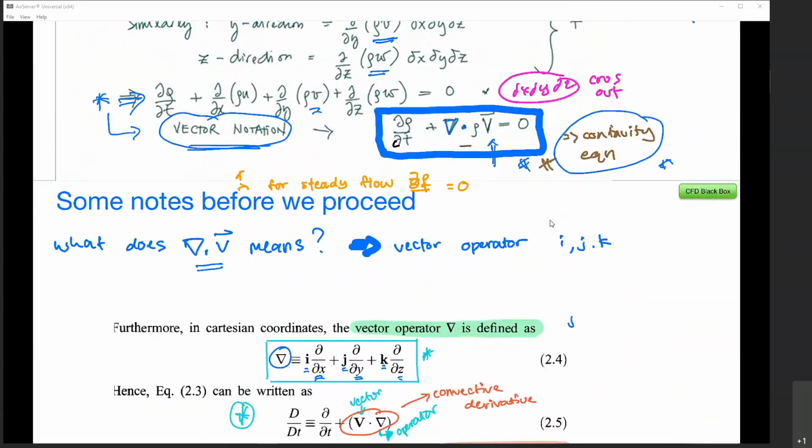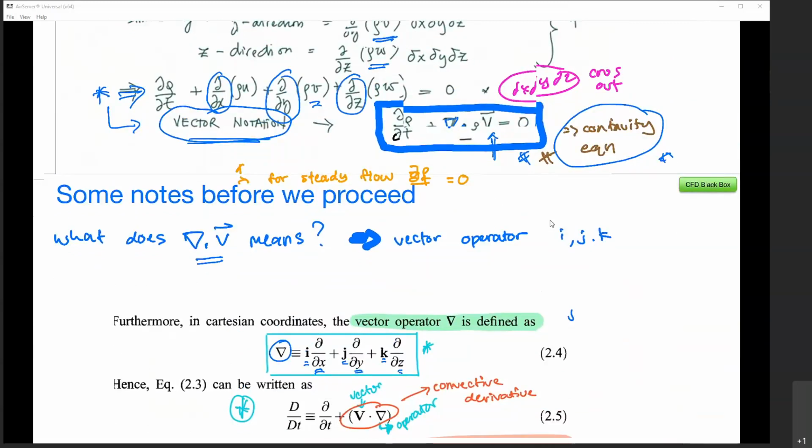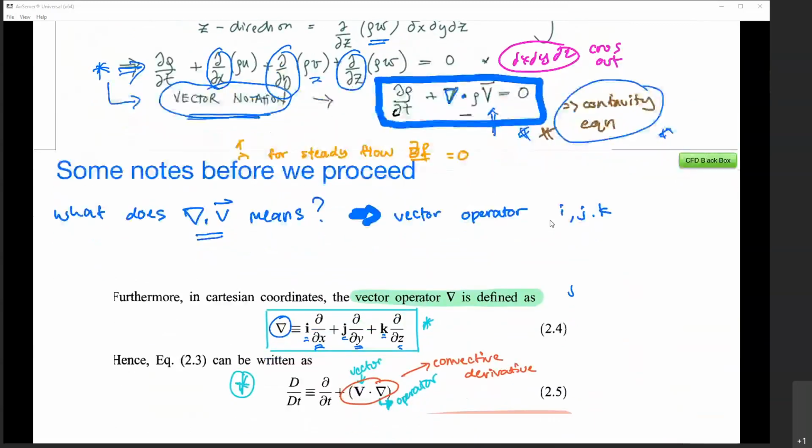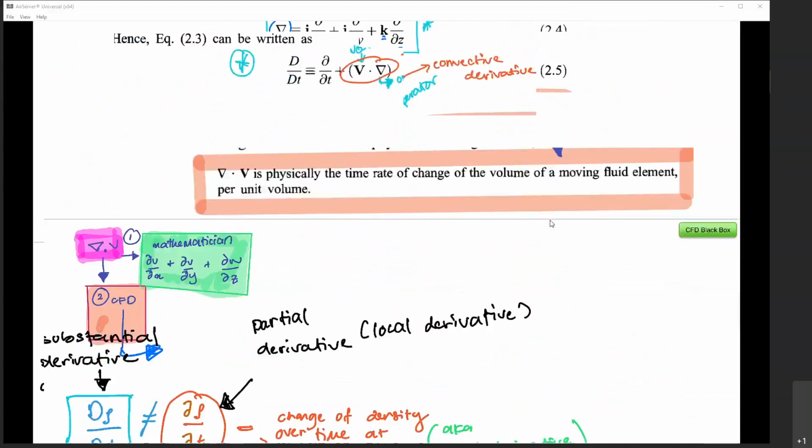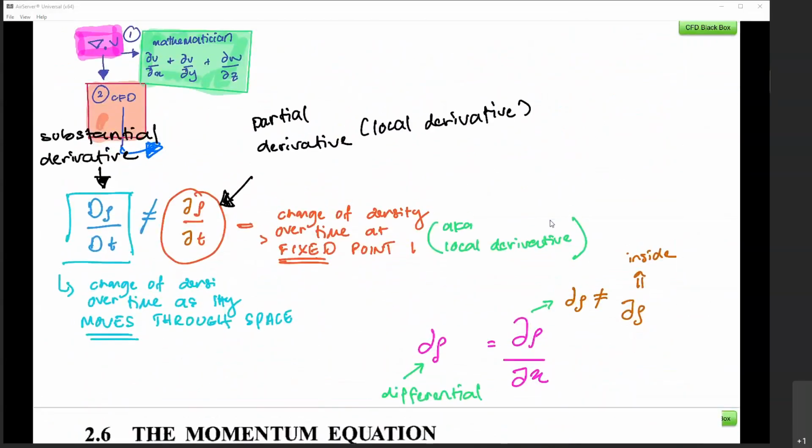Because remember over here, we have d over dx, d over dy, and d over dz, which can be simplified as the vector operator. And the V here, of course, refers to the velocity component. All right, so just a recap. By now we should understand the difference between the partial derivative and the substantial derivative, which is used in the textbook. It's not the same.